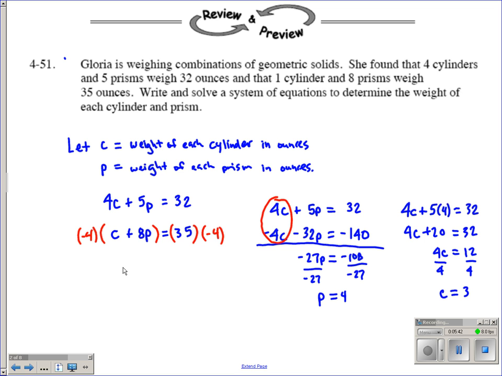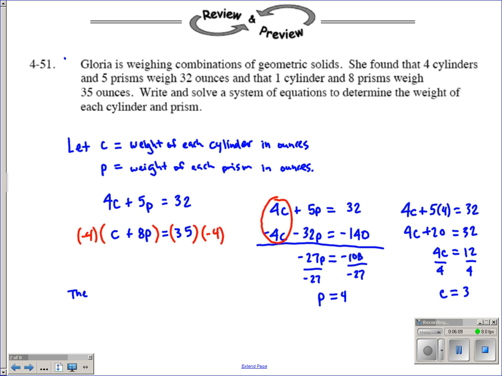So to check it, we could plug it in. Think about if we have 3 plus 8 times 4, that is 3 plus 32, which is 35. So it does check out with our other equation here. So the last part of it here, I'm going to go ahead and just state my answer. If they give me the problem in words, I'm going to give my answer in words.